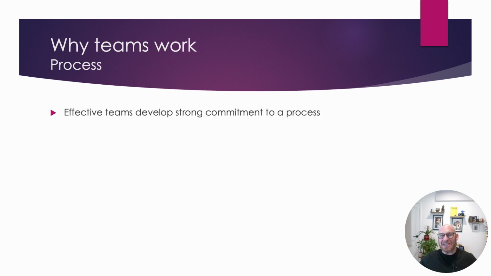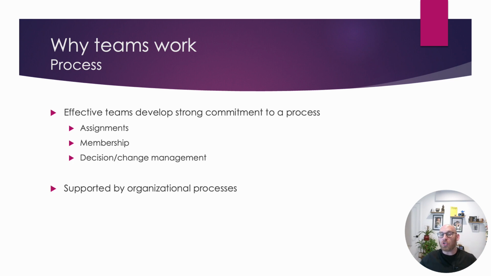All right, effective teams develop strong commitment to a common approach or a process that defines how they will work together to accomplish their purpose. Some of these include task and project assignment processes to determine which team member will be assigned what work, how continuing membership in the team is earned, and how the group will make and modify decisions. And effective teams also need organizational processes to support them. Generally, these can be broken down into executive support, human resource practices, strength of team leadership, and the structure of the team itself. So let's dive into these aspects in more depth.